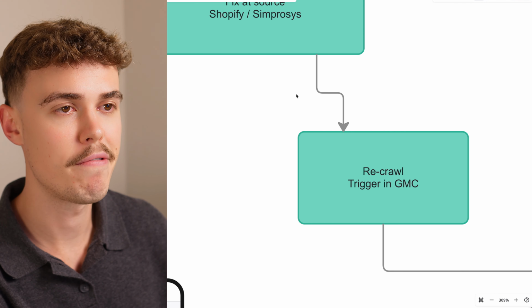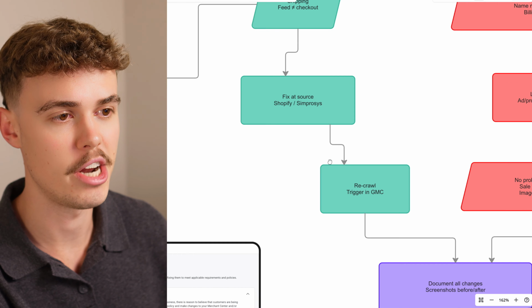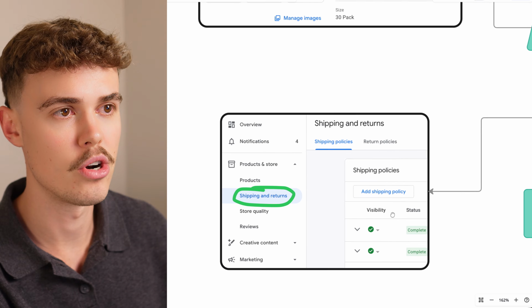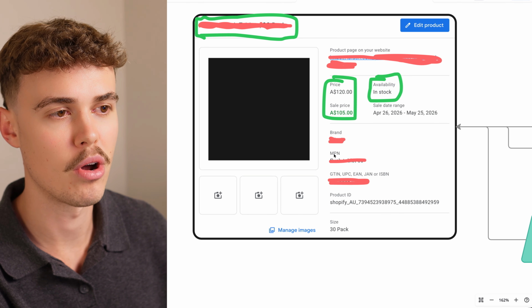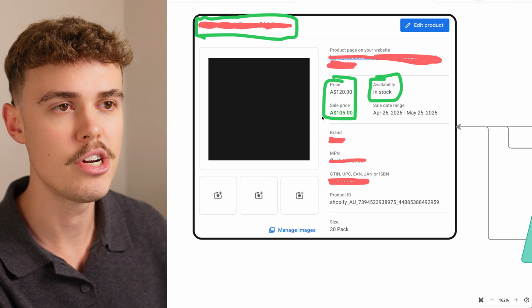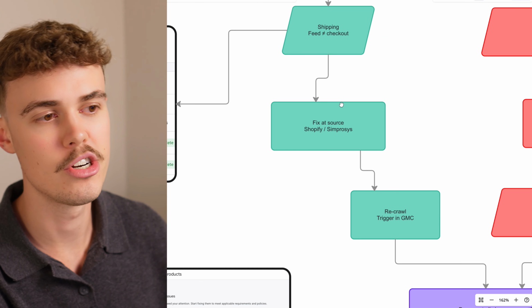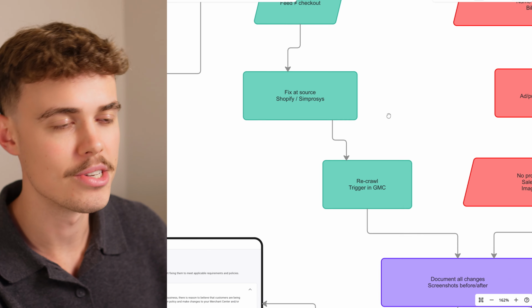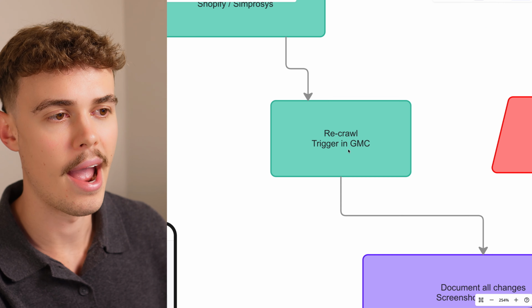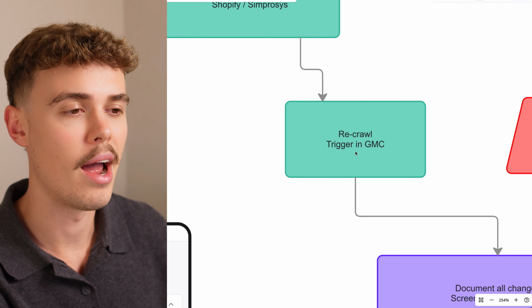All right, and once you have fixed it at the source, then recrawl the page, which you can trigger in GMC. So you will get an option on the product here. If there's an issue with the product, you'll have an option to basically recrawl and recheck the page under the Needs Attention tab. Click that button and then Google will double check. It usually takes a few hours to get it done most of the time. And if everything has been fixed, if it's all aligned, then it will be approved and you'll be good to go.